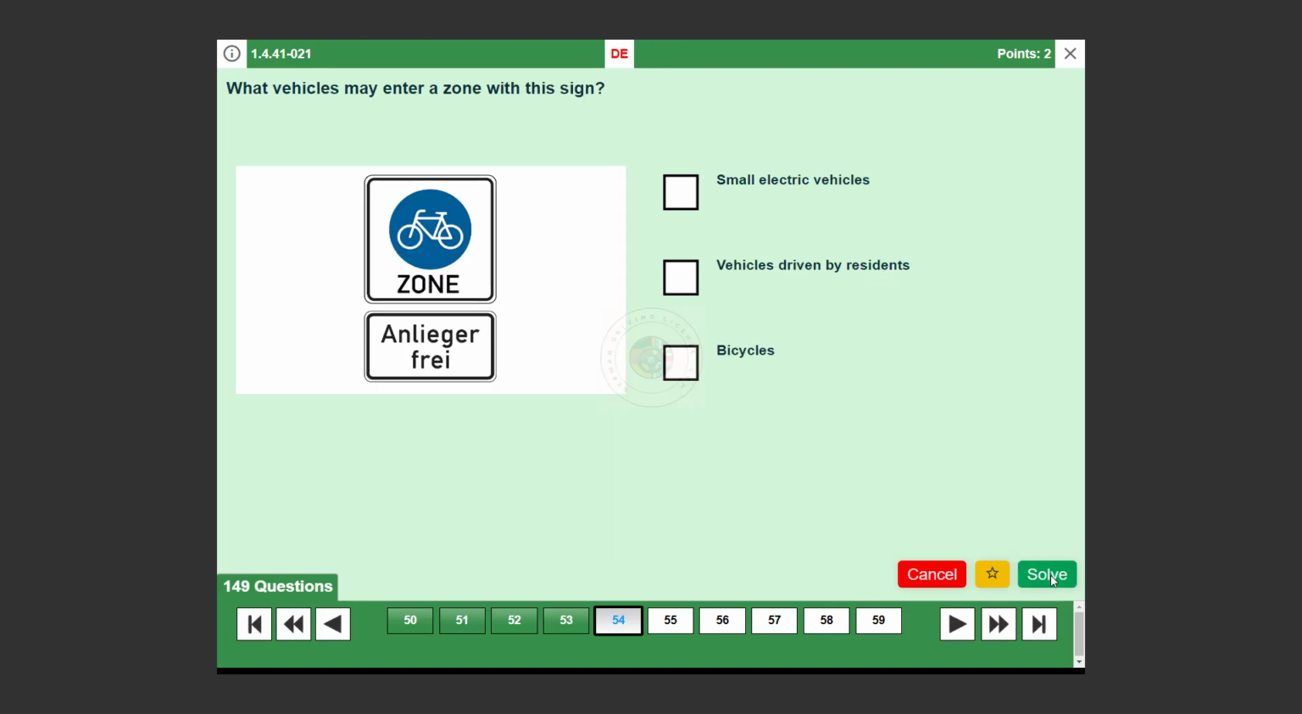Question number 54. What vehicles may enter a zone with this sign? Small electric vehicles. True. Permitted by additional signs, small electric vehicles can enter the zone. Vehicles driven by residents. True. Resident vehicles may enter if allowed by additional signs. Bicycles. True. Bicycles are naturally permitted in a bicycle zone.